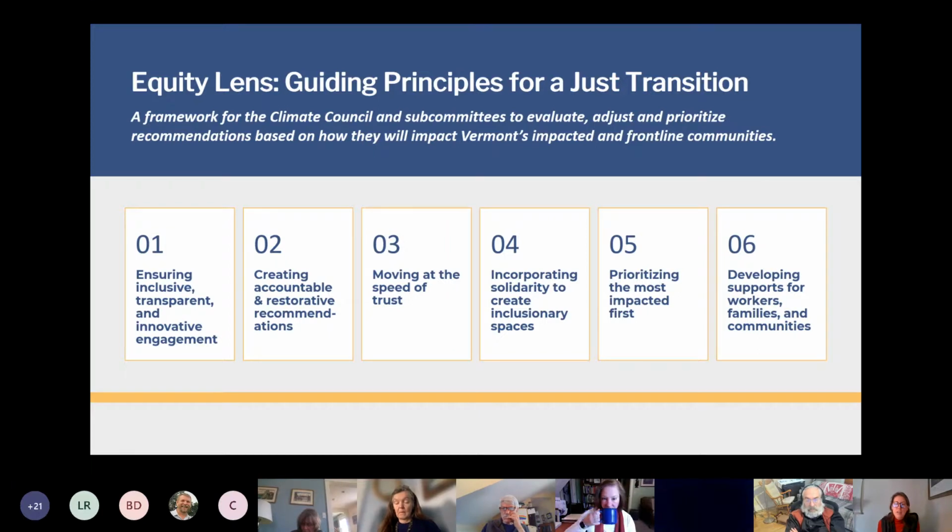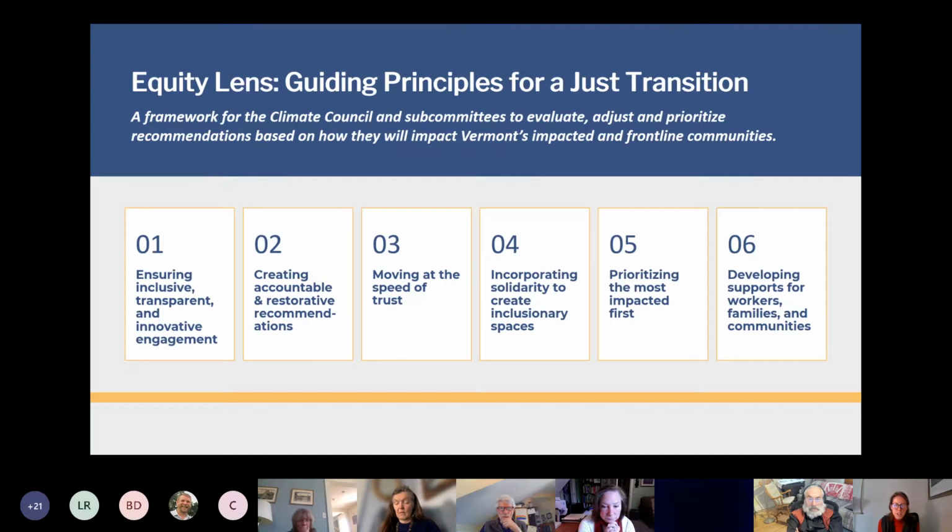There are 6 key principles of those guiding principles, and you'll see them on the screen here. And the subcommittees used something called a scoring rubric to evaluate the recommendations included in the Climate Action Plan against these 6 key components. So as the Council continues to work this year on implementing the Climate Action Plan, discussions are growing about how to continue to use the guiding principles to inform climate work across state government as programs and policies start to be built out and implemented.